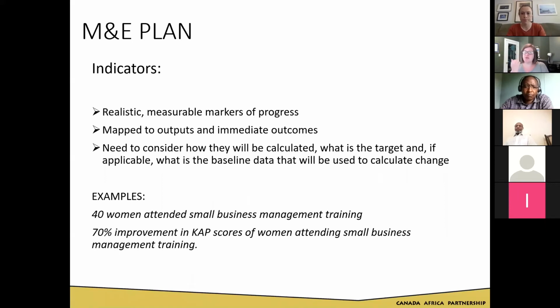When you're thinking through what your indicators are, I urge you to be realistic and think carefully about what is going to be possible to measure and how you can measure things in a way that's going to be easy and produce data that is easy to understand.